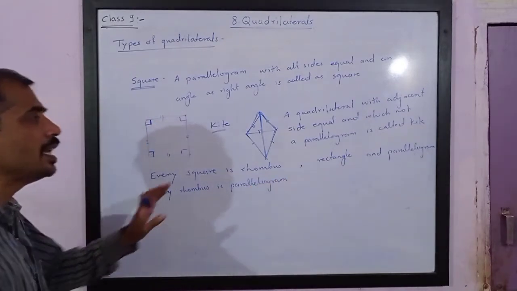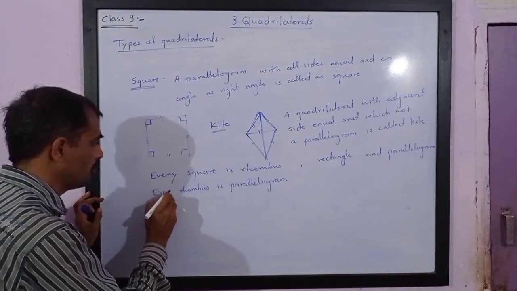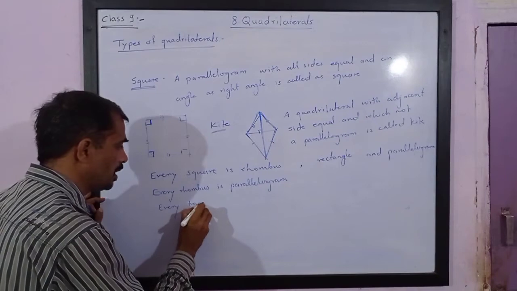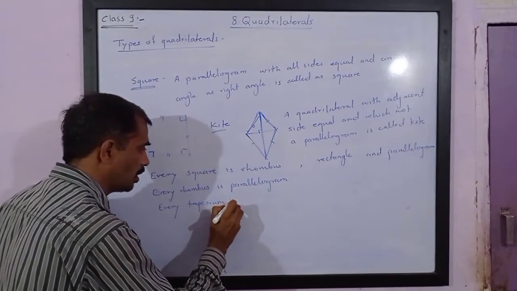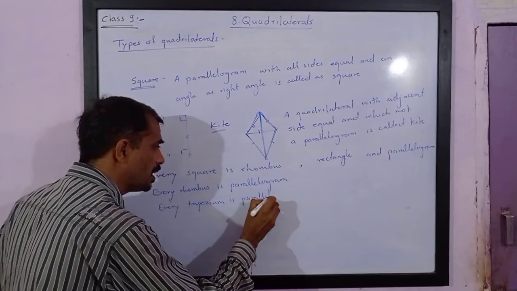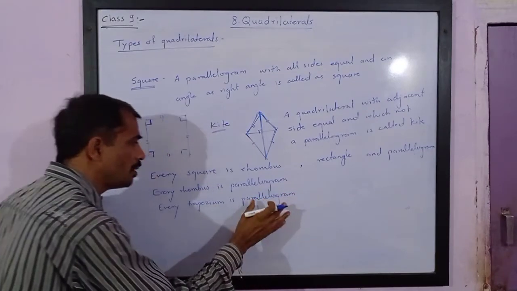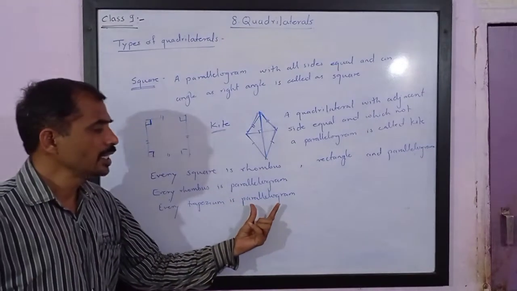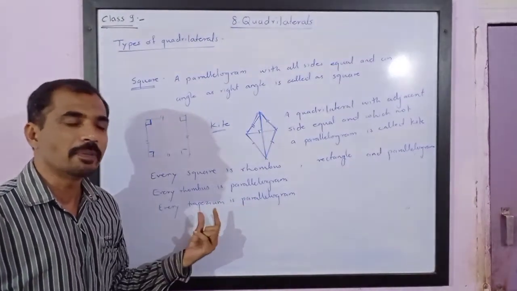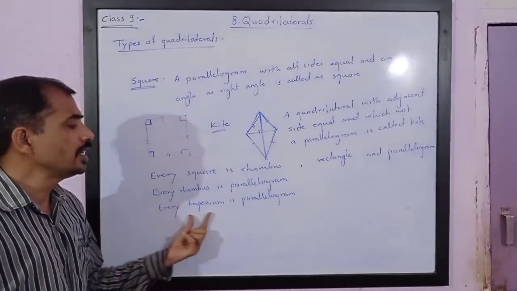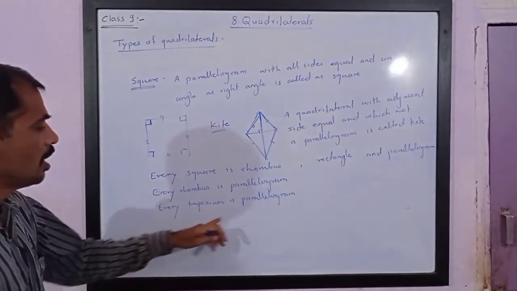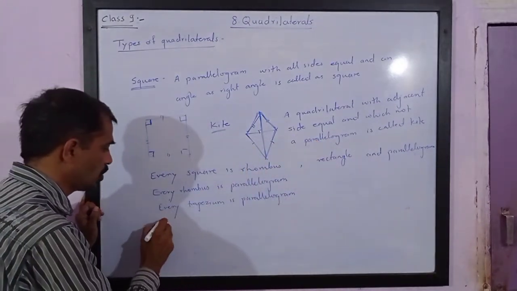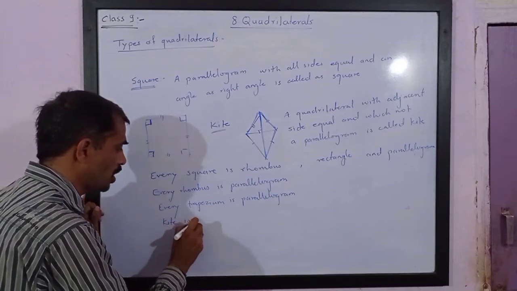Then every trapezium is a parallelogram. Please note, definition of trapezium is one pair must be parallel. Definition of parallelogram is both pairs must be parallel. So when it is a parallelogram means it is already having one pair parallel. Hence we can say that every trapezium is a parallelogram. Then please note, kite is neither parallelogram nor trapezium. So kite is not a parallelogram.